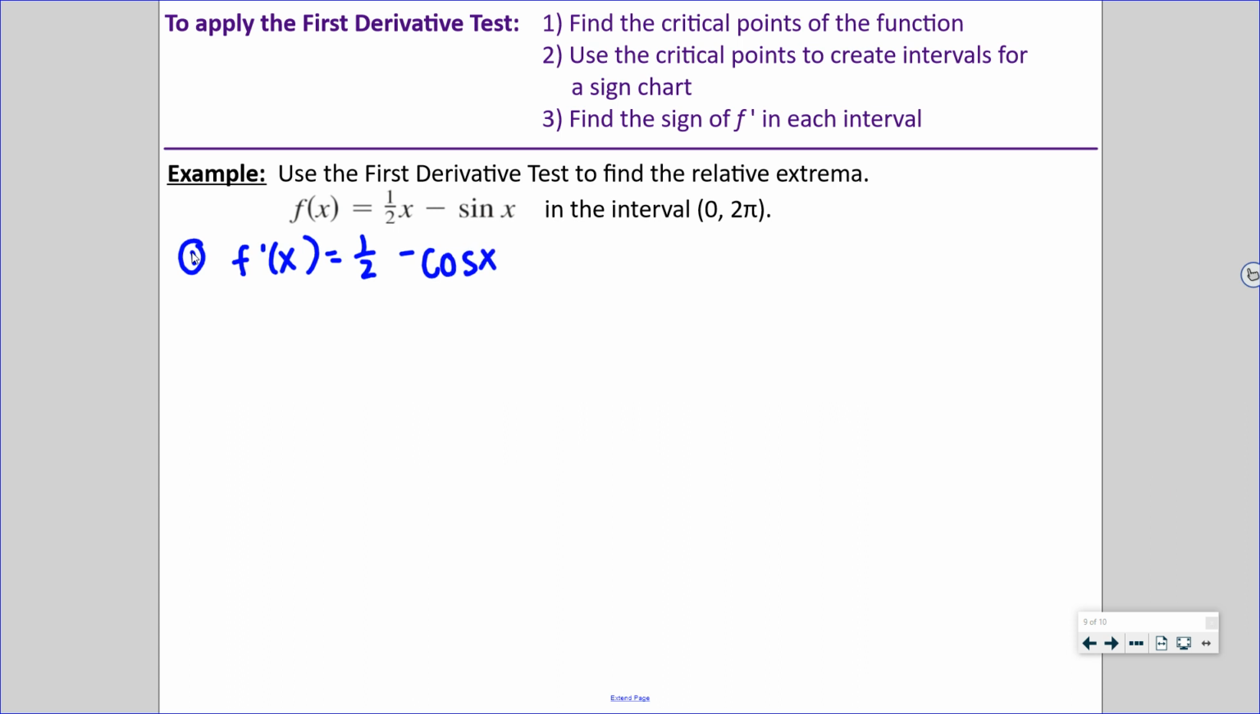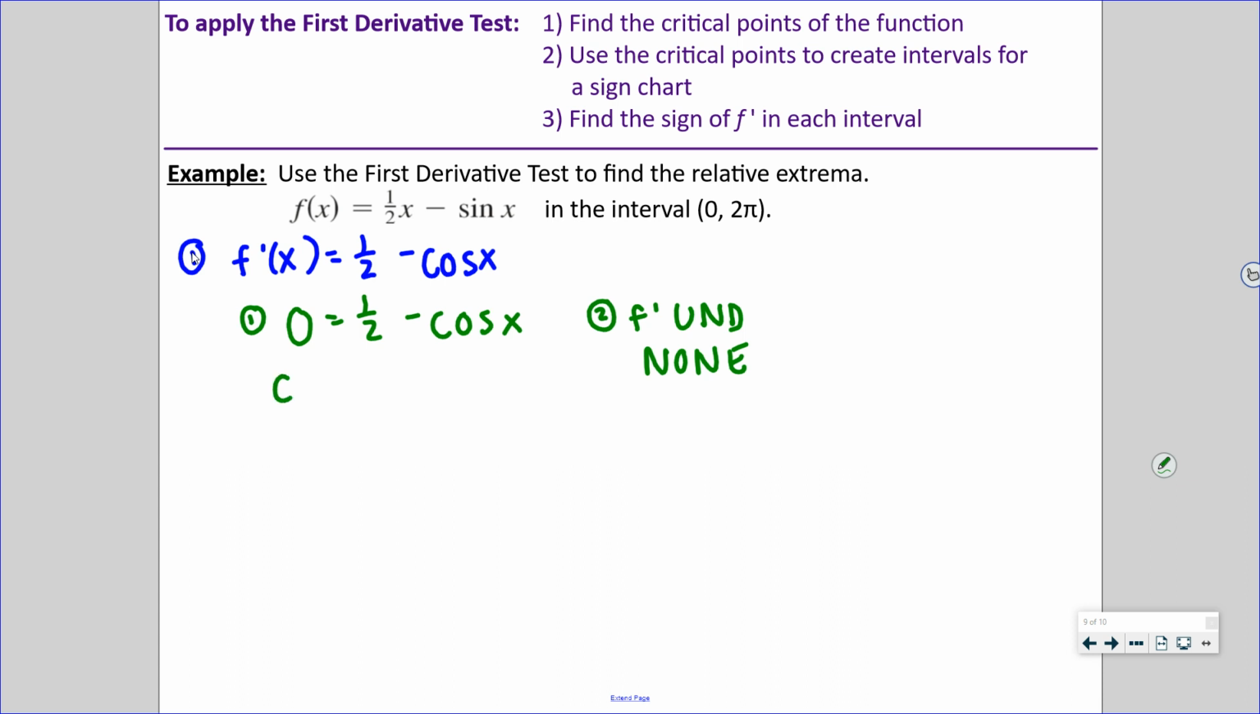Remember, our critical points can occur at 2 locations. First, horizontal tangents when the derivative is 0. Second thing you got to check is where your derivative is undefined. And since my cosine function is defined for all real numbers, my domain is all real numbers for a cosine curve. There's none there we have to worry about.